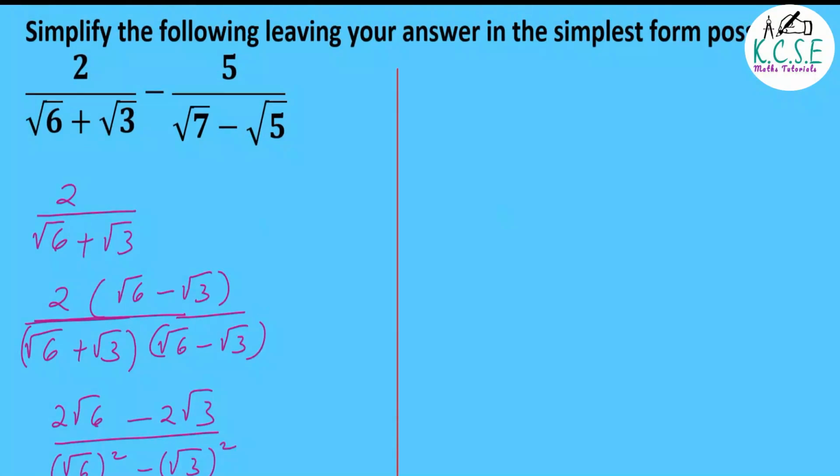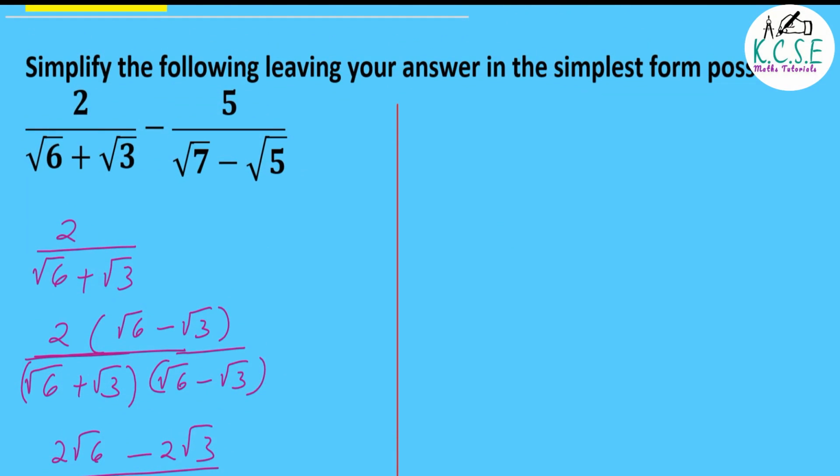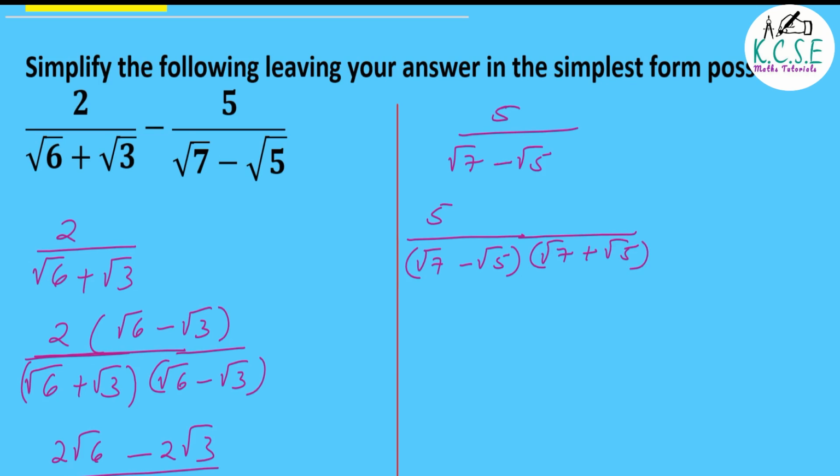So the other part, the fraction, is this. We have 5 divided by root of 7 minus root of 5. So we do the same. We rationalize the denominator by multiplying both the numerator and the denominator by the conjugate of the denominator. So this is root 7 plus root of 5.